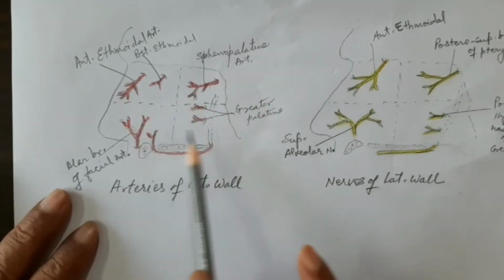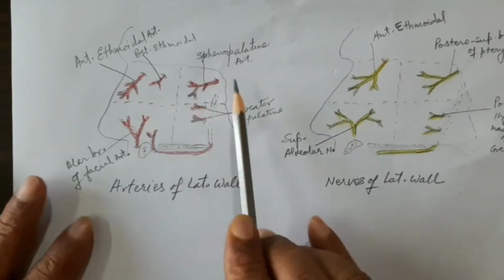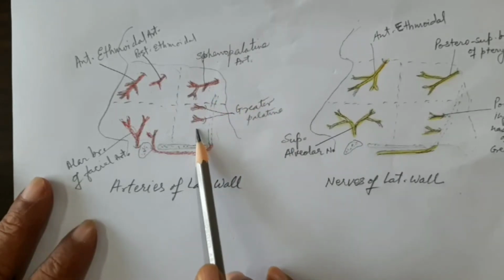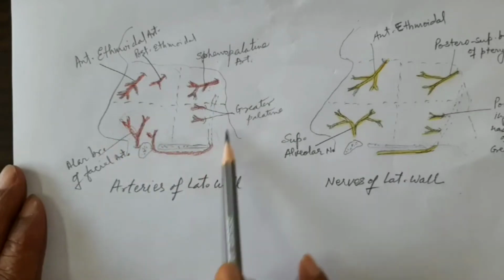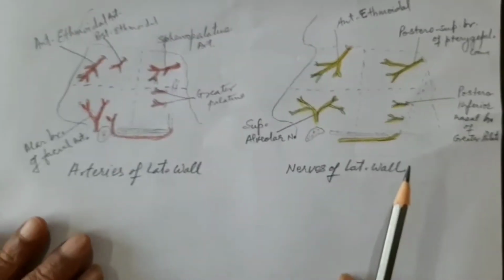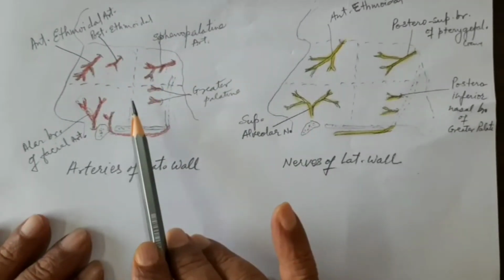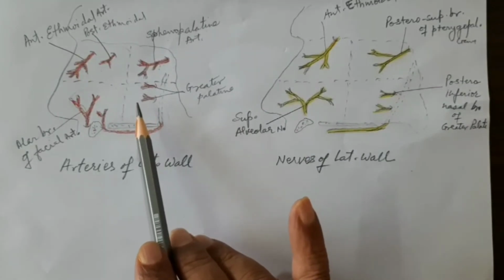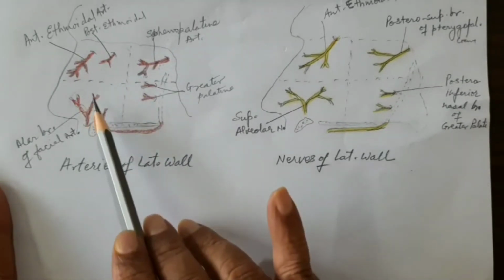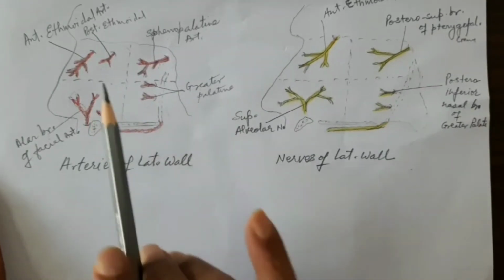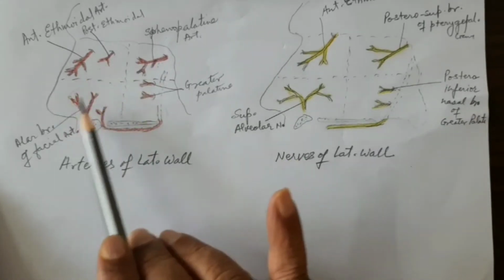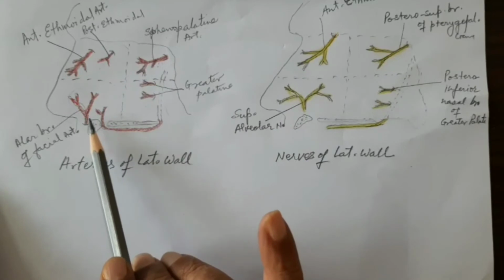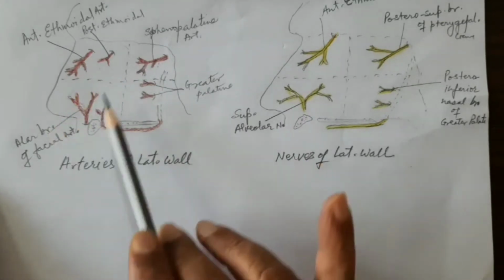So there are four different arteries: the ethmoidal artery, sphenopalatine artery, greater palatine artery, and the facial artery, which supply the lateral wall of the nose. And the veins will be the corresponding veins, and they will drain into the venous plexus. The veins of the anterior part form a plexus and drain into the facial vein, going to the face.